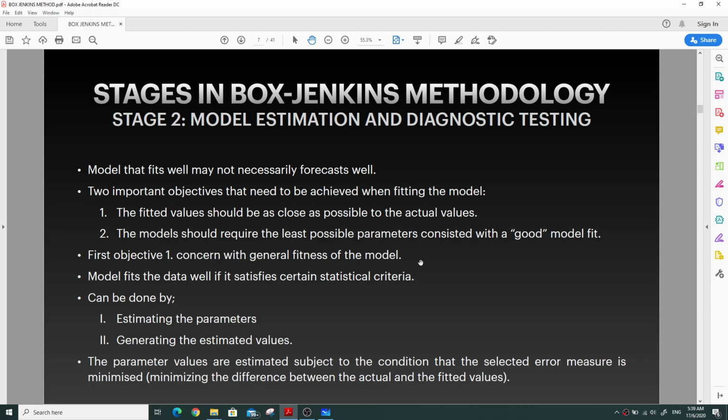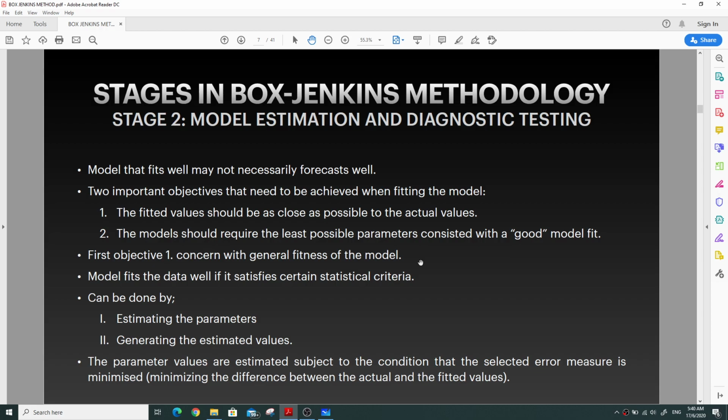The first objective is that the fitted value should be as close as possible to the actual value. It means that when we calculate the mean square error, residual mean or another square error measure such as RMSE, MAPE and so on, we will get the least value.